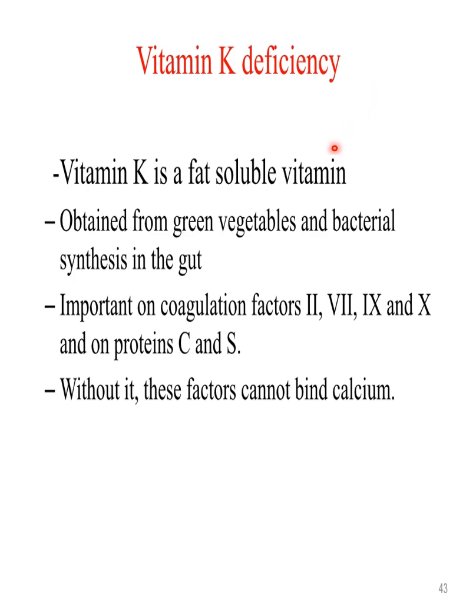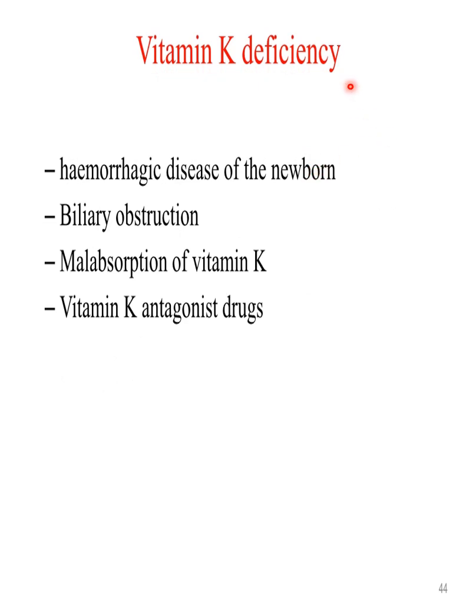Vitamin K, as you remember, is a fat soluble vitamin. It is obtained from vegetables as well as bacteria, and the gut synthesizes it. Vitamin K is important in the synthesis of factors 2, 7, 9 and 10, as well as protein C and S. Vitamin K deficiency in the newborn period results in hemorrhagic disease of the newborn. Other causes are biliary obstruction, malabsorption, and vitamin K antagonists, hence the routine practice of giving vitamin K to all newborn babies delivered.